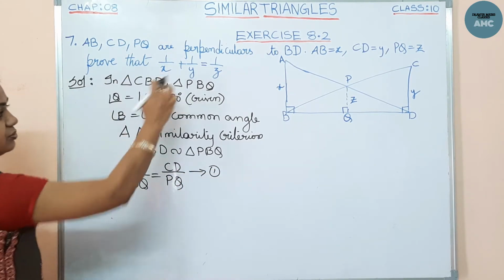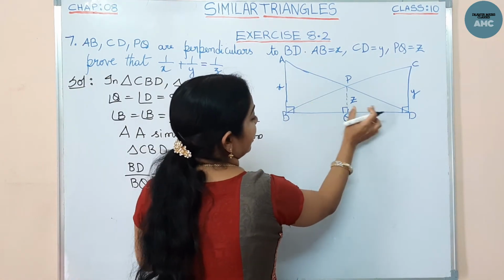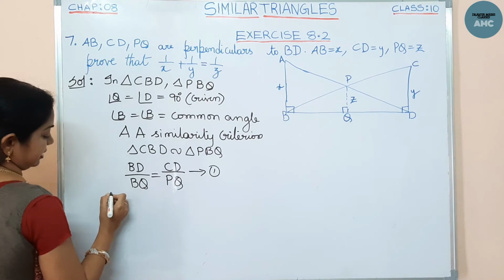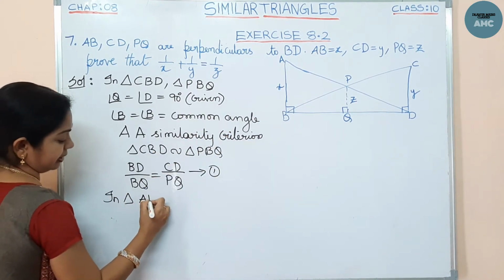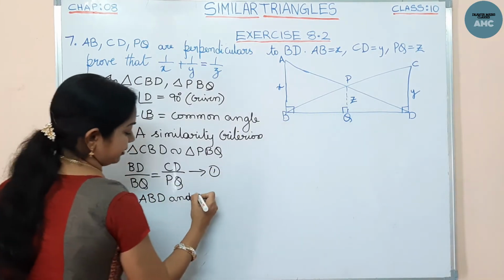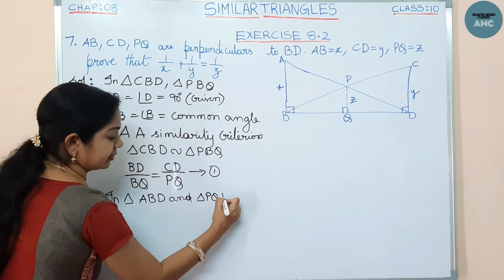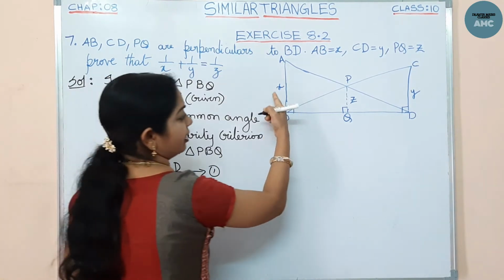Okay, from these two triangles I got one equation. Let me take this big triangle and this small triangle. Considering the big triangle ABD and the small triangle PQD, we'll consider these two triangles. Now in these two triangles, the same way we will be equating.